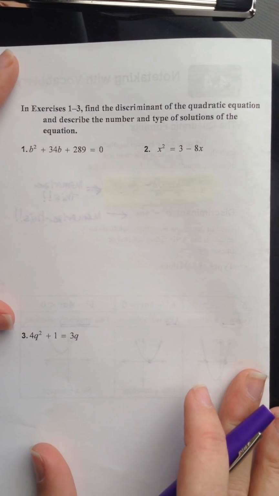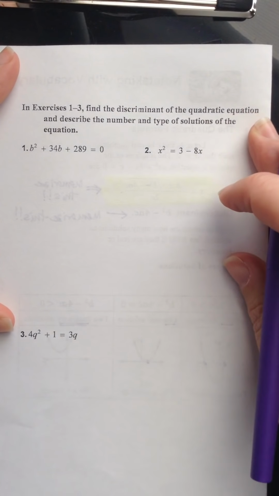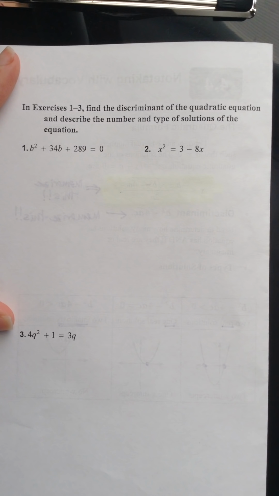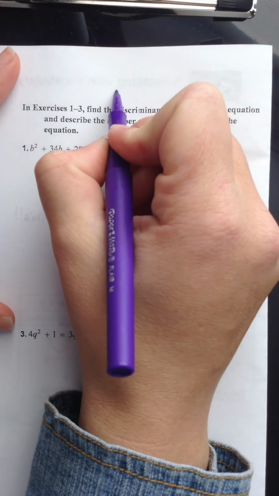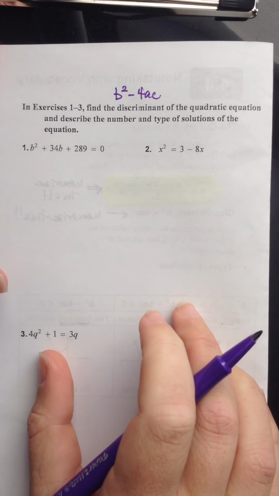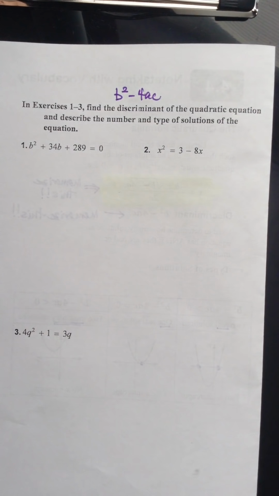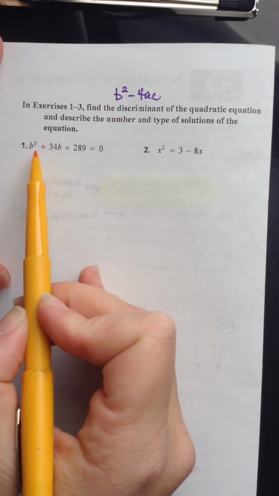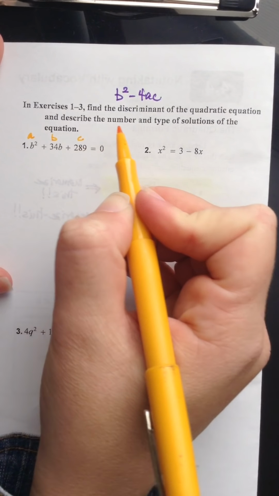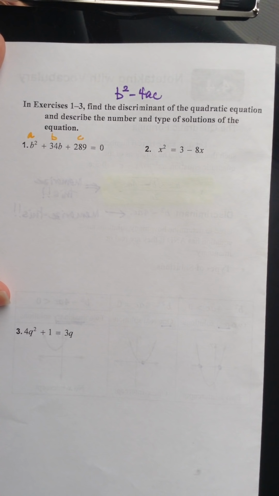All right, on the next page, it says in exercises 1 through 3, find the discriminant of the quadratic equation and describe the number and type of solutions of the equation. Remember the discriminant, that's b squared minus 4ac. Now something that you know but perhaps have forgotten is that we know what a, b, and c are when we're given an equation in standard form. Your a, this is your b, and this is your c. And remember, all of those are the coefficients, not necessarily the variables.